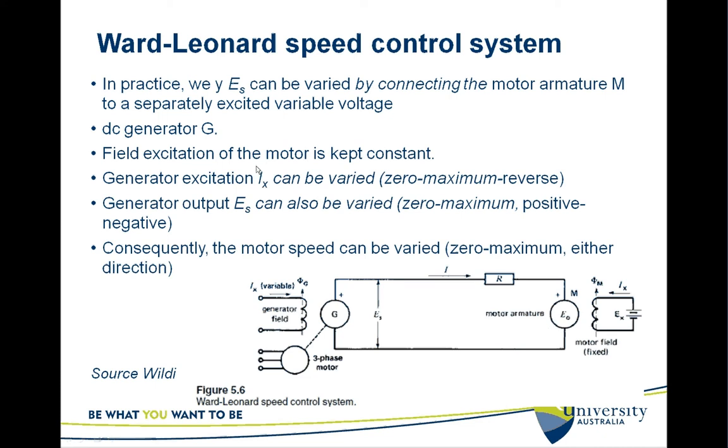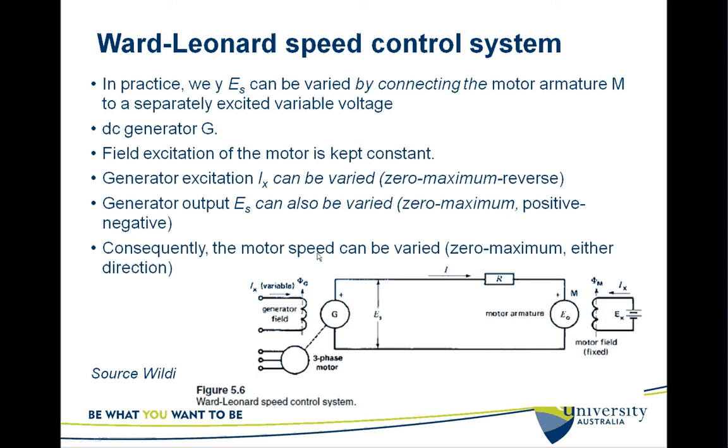Field excitation of the motor is kept constant. So this one is never changed. Generator excitation IX can be varied. It could be increased from 0 to maximum in both directions, positive or negative, depending on which the motor will change its rotational direction. Generator output ES can also be varied, from 0 to maximum, positive to negative.